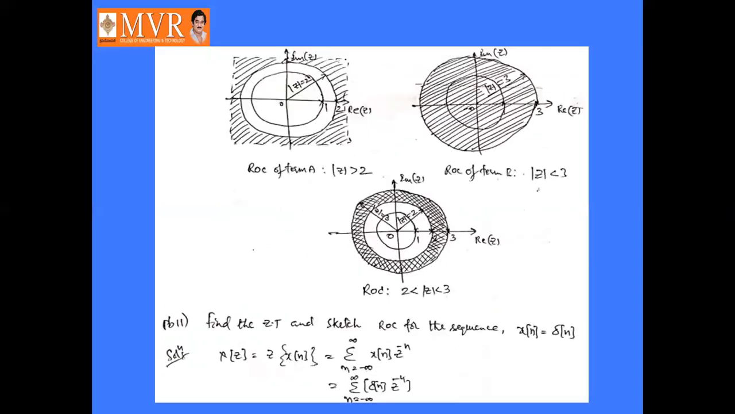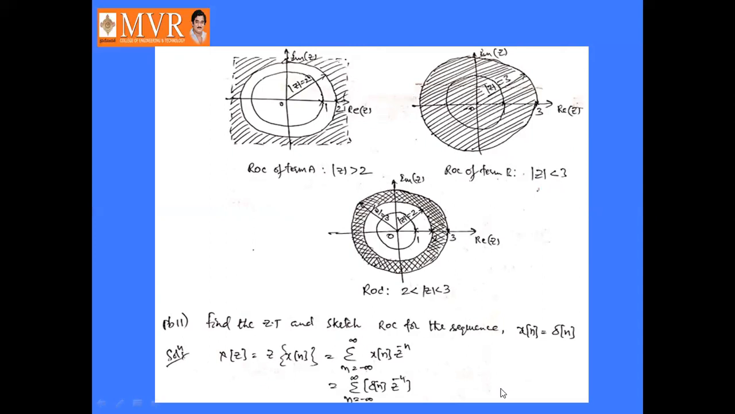So we can draw the ROC for this one. First, ROC of term A is this one. So this ROC is greater than 2, so mod z is greater than 2. And for term B, mod z is less than 3. Okay, we have the ROC, and in between 2 and 3, this is the ROC. In between 2 and 3.